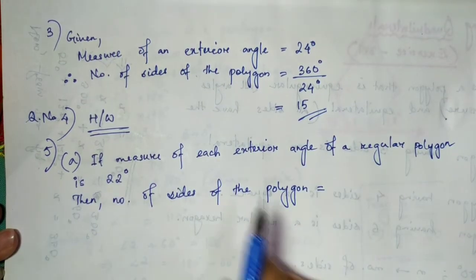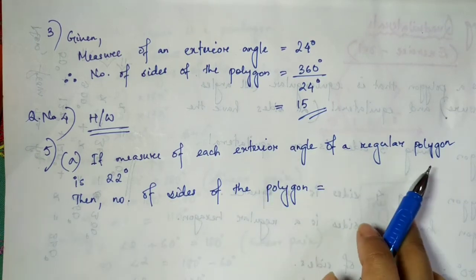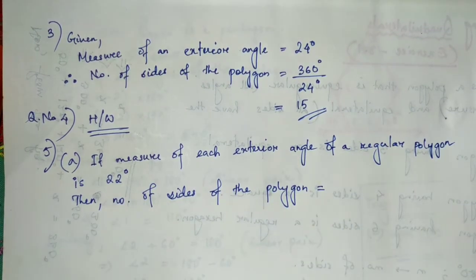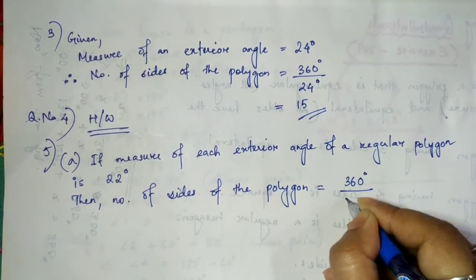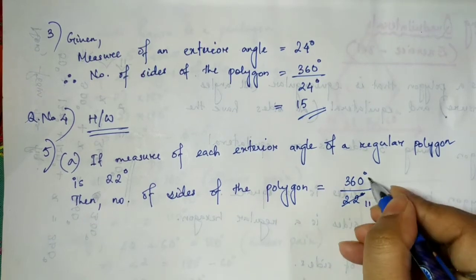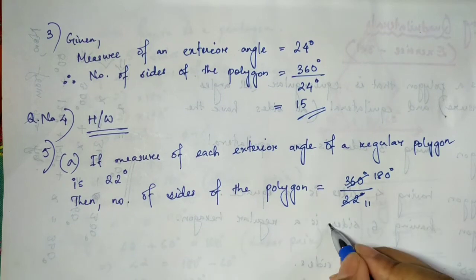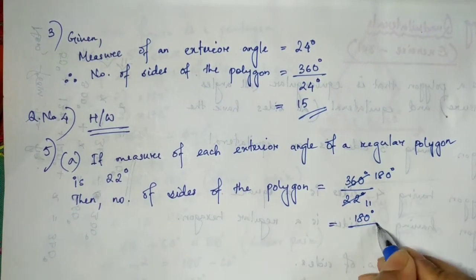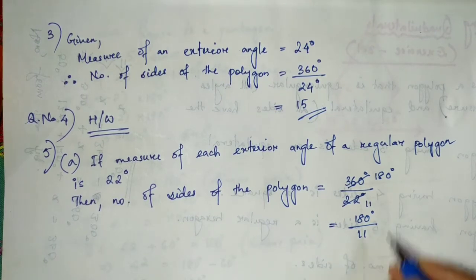If the measure of each exterior angle of a regular polygon is 22 degrees, how do I find the number of sides of the polygon? It is 360 degrees divided by 22 degrees. So let's see, it gets cancelled: 2, 11, and here 2, 180. So you can see it comes out to be 180 by 11. So it's a fractional number, it doesn't divide completely. So is it possible that this can be the number of sides?